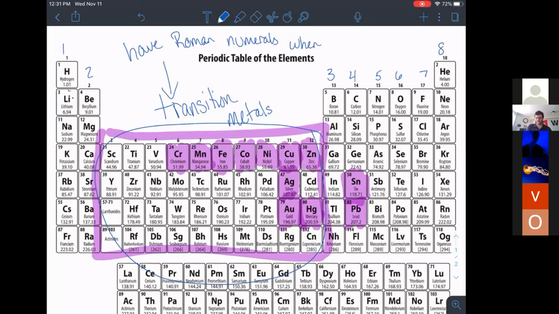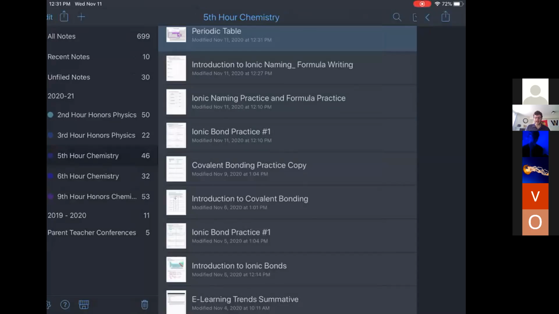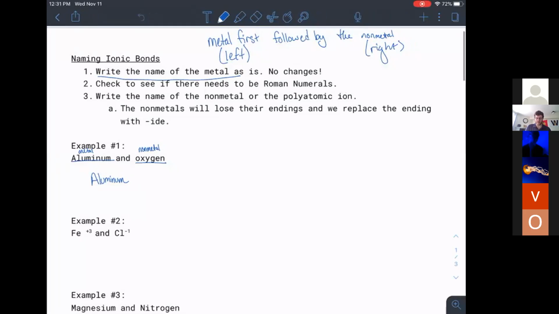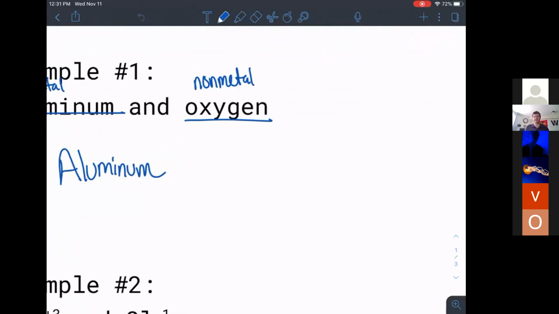When naming, we're going to have Roman numerals for our transition metals. So aluminum was not one of those highlighted. Do we need Roman numerals for aluminum? No. Since we didn't highlight it, it's not there. We don't need Roman numerals. So now we can go to oxygen.